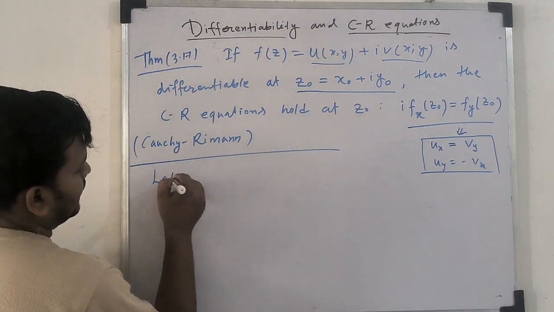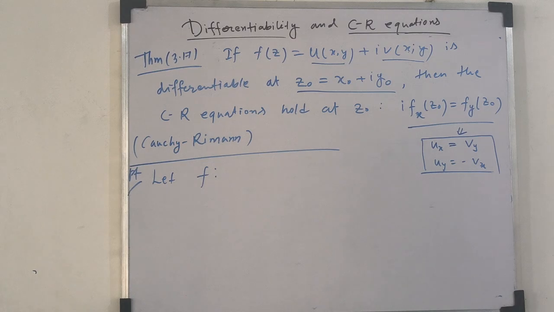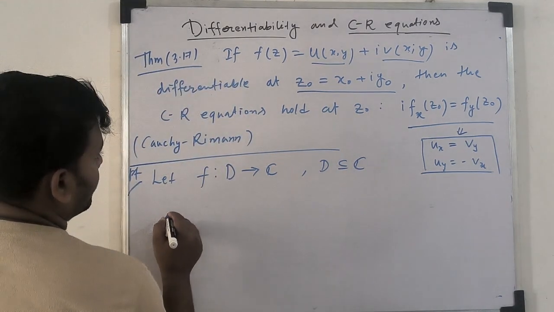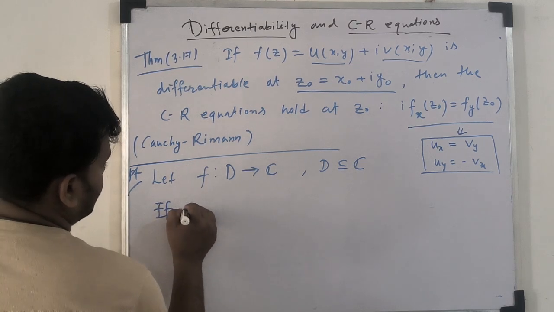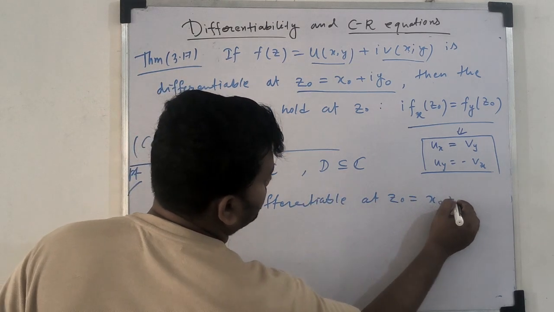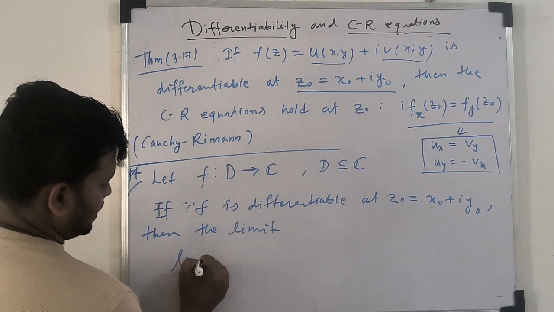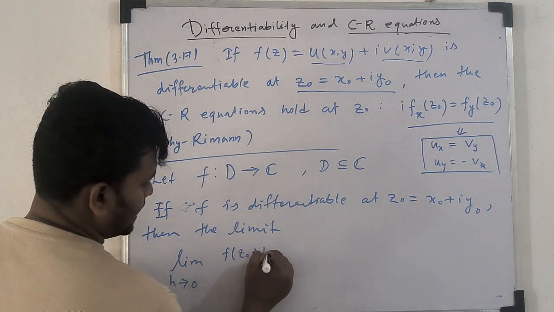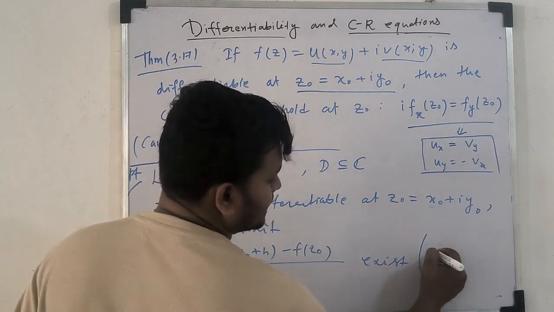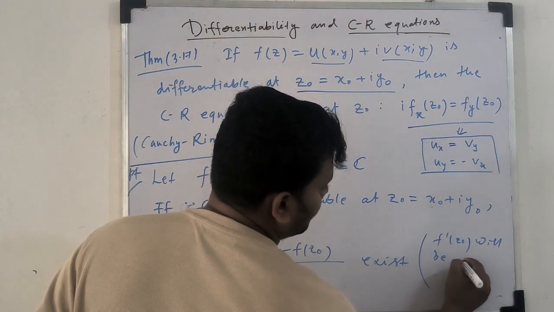For that, first we let, this is the proof of this theorem, this is very important. Let f be a function from D to C, where D is a subset of C. If f is differentiable at z0 equal to x0 plus iy0, then the limit, that is the limit as h tends to 0 of f of z0 plus h minus f of z0 divided by h, exists. That means this limit, which is called f dash z0, is path independent.